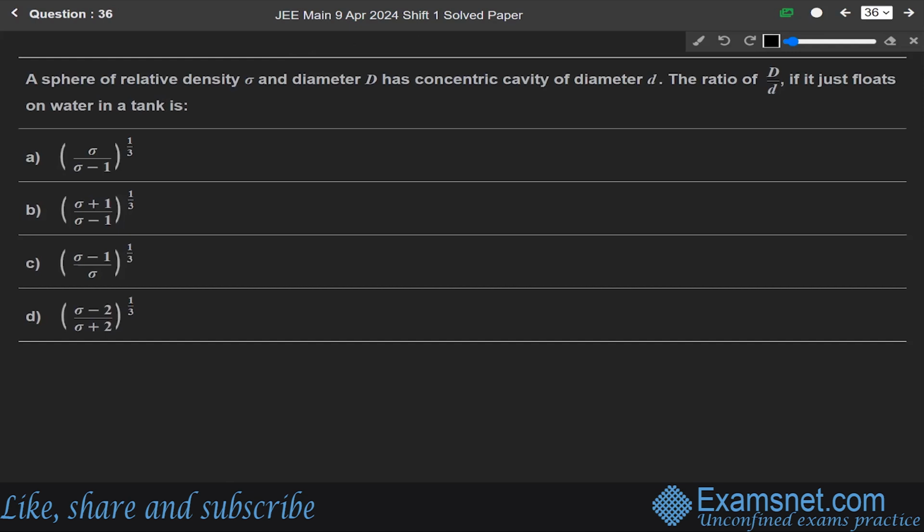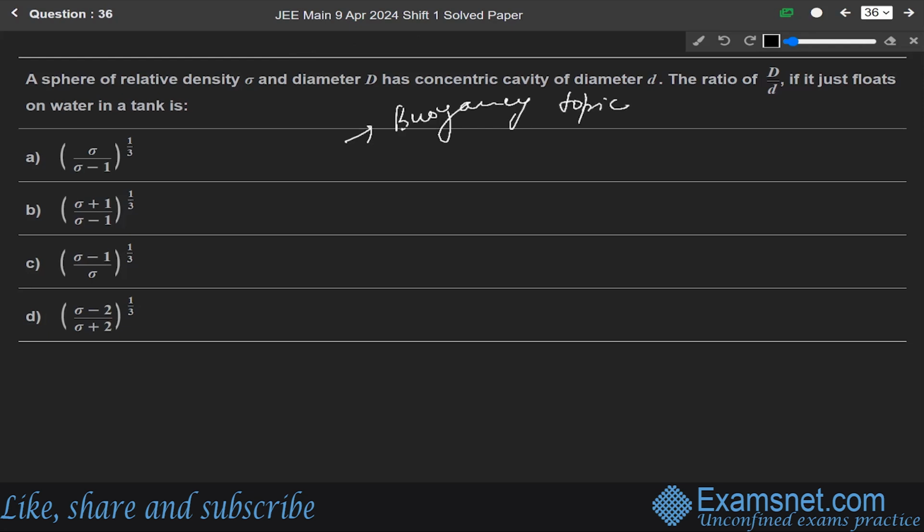Now, 36th question. A sphere of relative density sigma and diameter D has a concentric cavity of diameter d. The ratio of D by d if it just floats on water in a tank is, okay. So this question is something like buoyancy force, from the topic of buoyancy force.